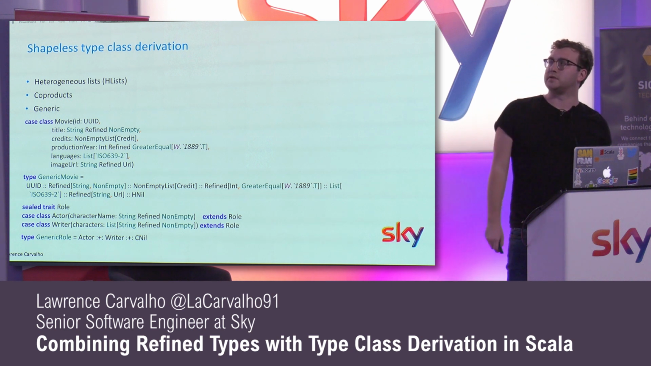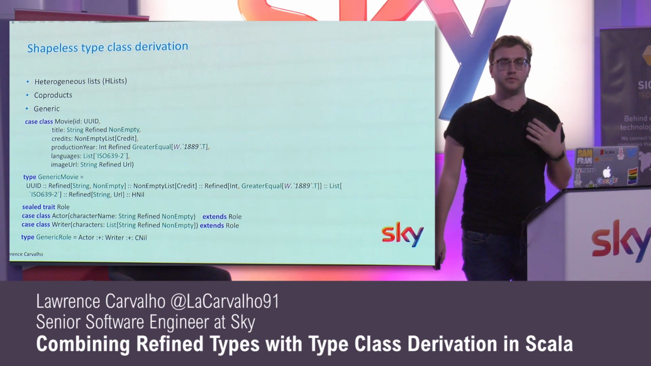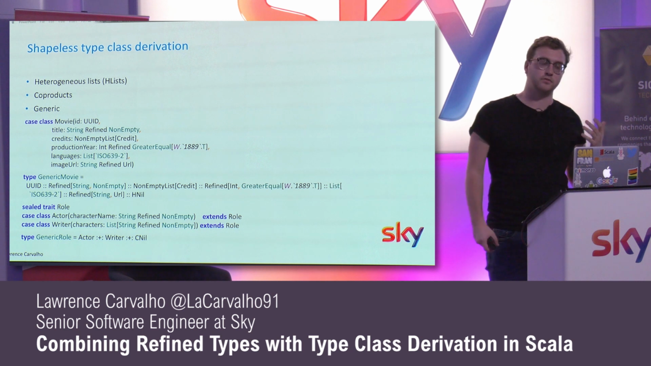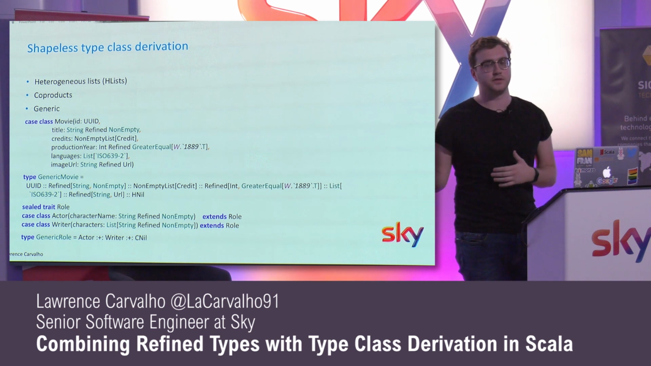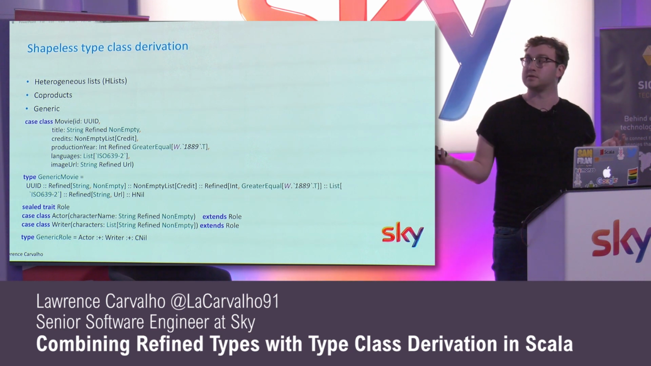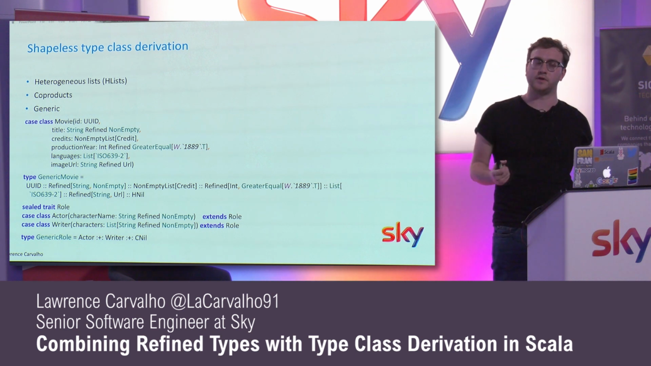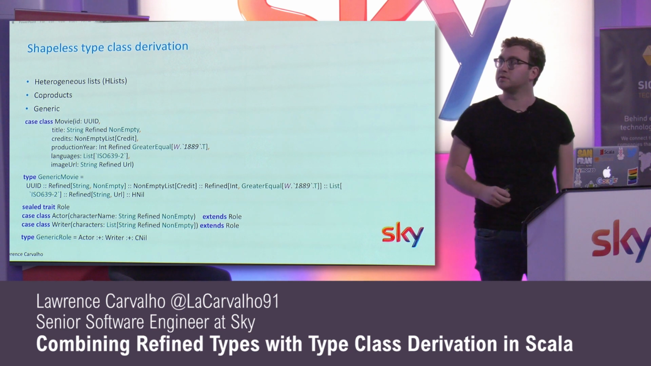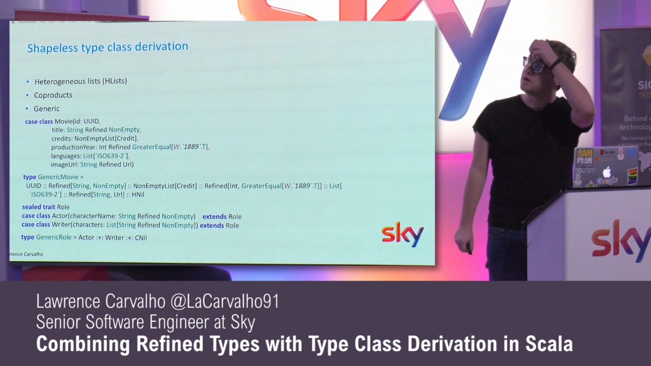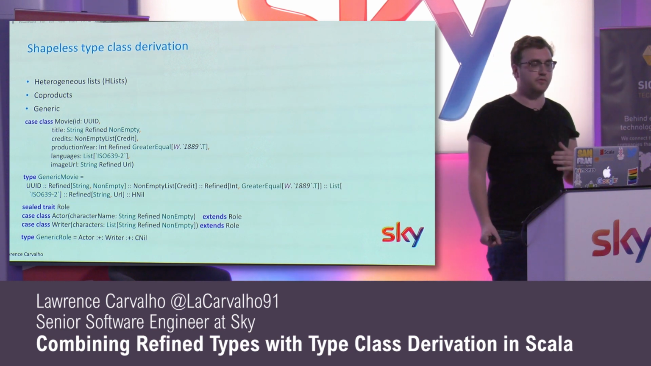So now that I've defined that, we still have the problem of boilerplate, which I showed you earlier, where we have to define a type class instance for all of our case classes. So here I'm going to talk about shapeless type class derivation, because that's generally the most popular implementation of it, and how we can use it to remove our boilerplate.